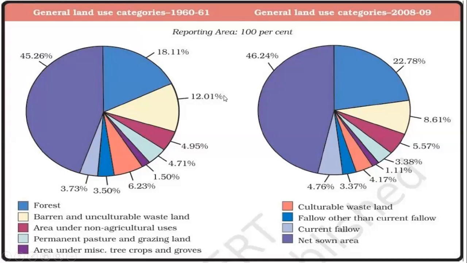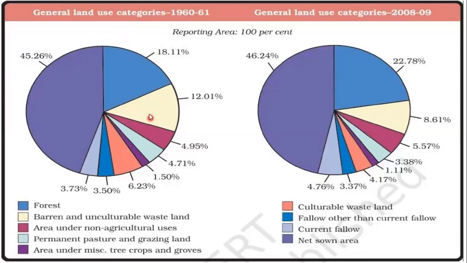Can you see the difference between the two? Look at the forest area in the two and look at the barren and unculturable wasteland between the two. While in 1960 to 61, it was 12.01%. Now it is only 8.61%.